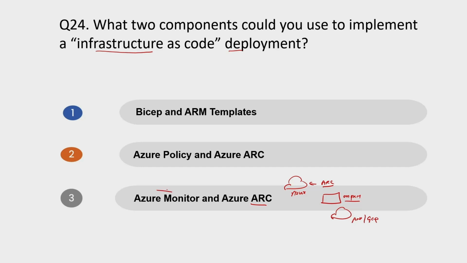Azure Monitor is a monitoring tool to monitor the resources we have deployed. So we can monitor performance. We can actually create alerts. We can also monitor and capture the logs, activity logs. For applications, we can monitor using Application Insights.